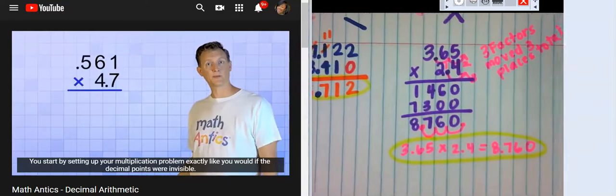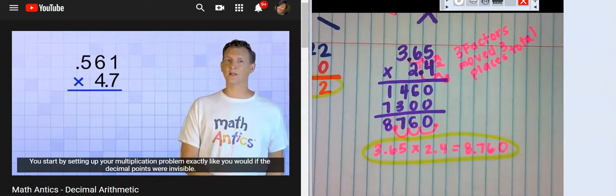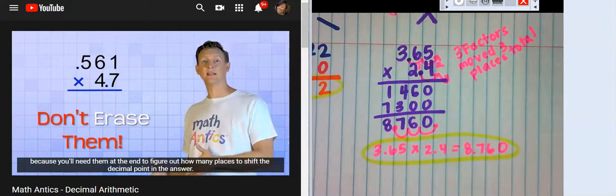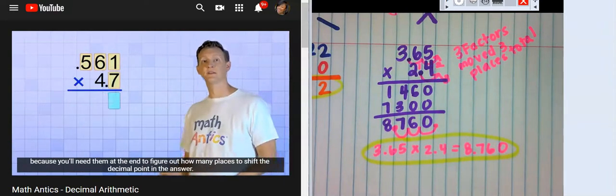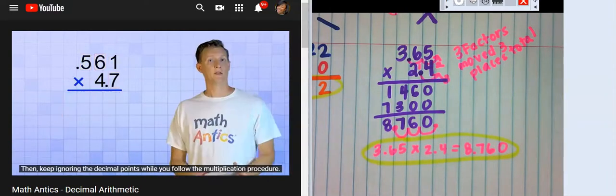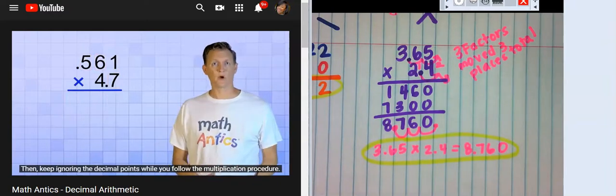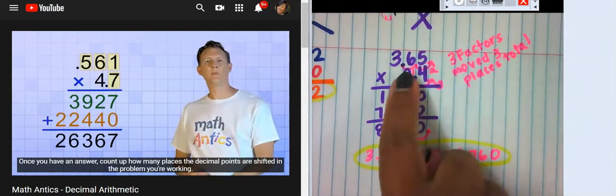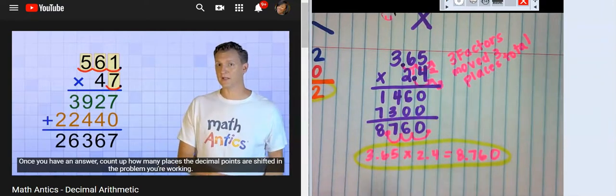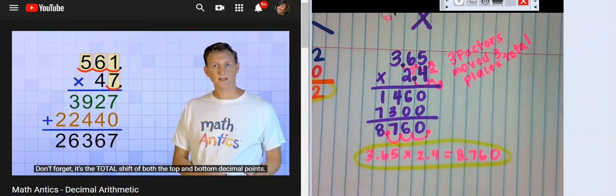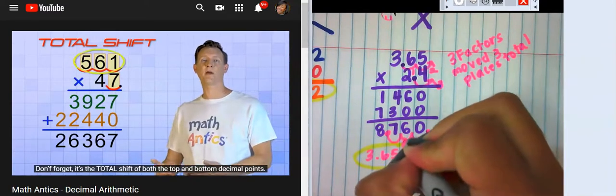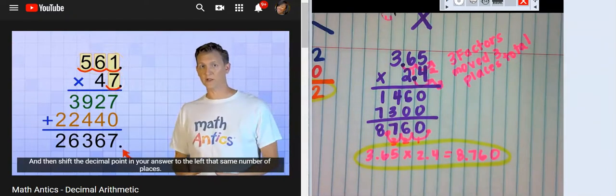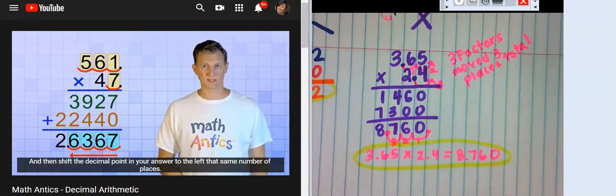You start by setting up your multiplication problem exactly like you would if the decimal points were invisible. But don't just erase them, because you'll need them at the end to figure out how many places to shift the decimal point in the answer. Then, keep ignoring the decimal points while you follow the multiplication procedure. Once you have an answer, count up how many places the decimal points are shifted in the problem you're working. Don't forget, it's the total shift of both the top and bottom decimal points. And then, shift the decimal point in your answer to the left that same number of places.